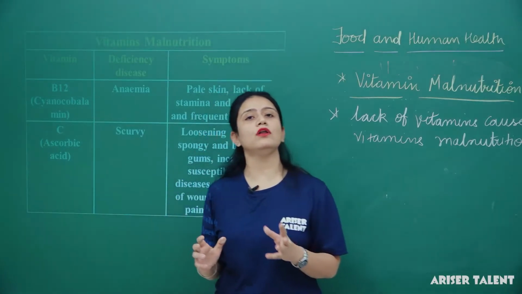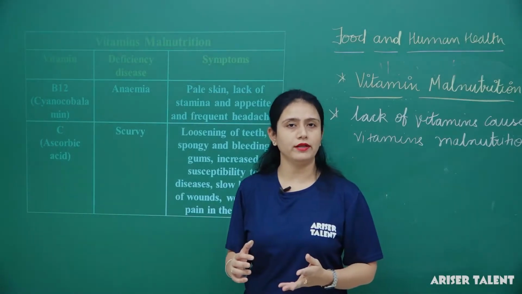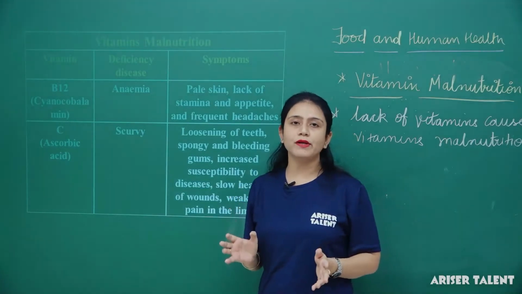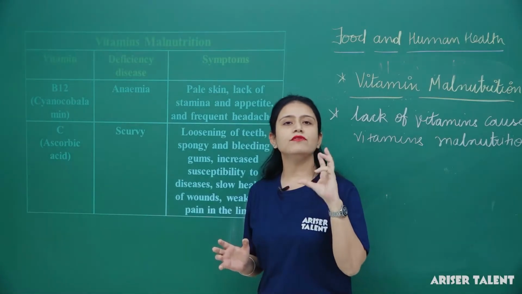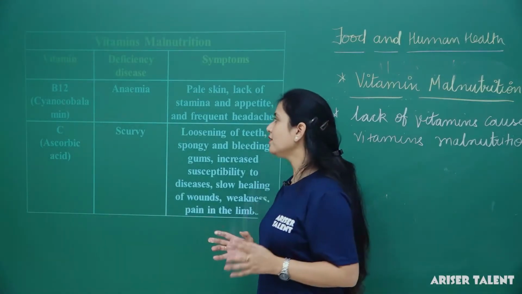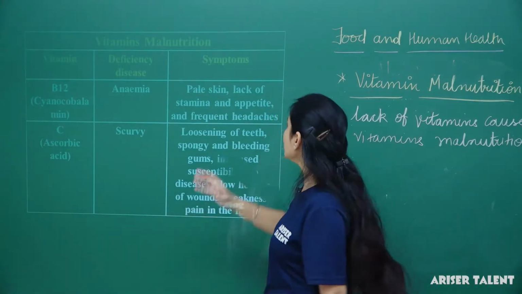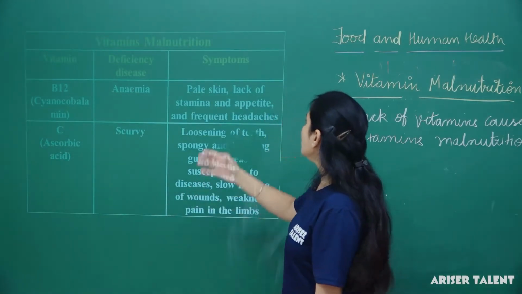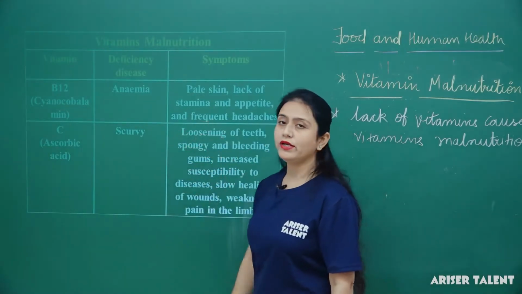Why is it so? Because we all know that we need a proper flow of blood in the body. So if the blood flows towards the brain, it will function properly. But if there is lacking of blood in the brain, definitely we will feel some stress or we will feel some headache there. Clear? So what are the symptoms of anemia? Pale skin means the skin becomes dull, there is a deficiency of blood. Lack of stamina, the person is not capable to do work for a long time. Lack of appetite means he doesn't take a proper diet. And frequent headaches.